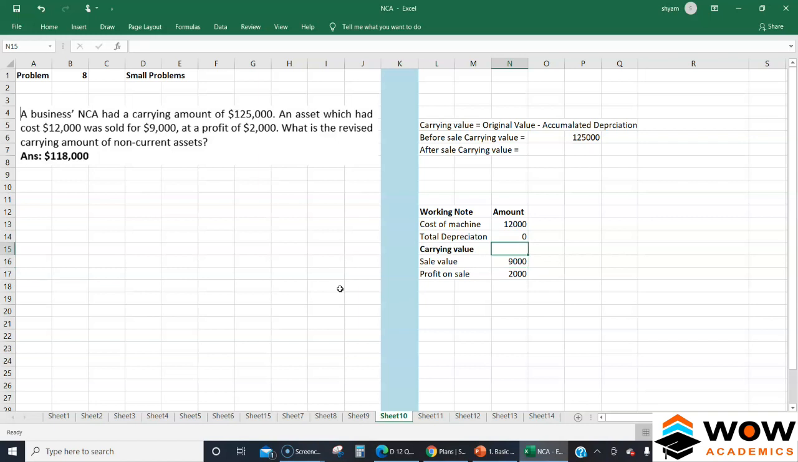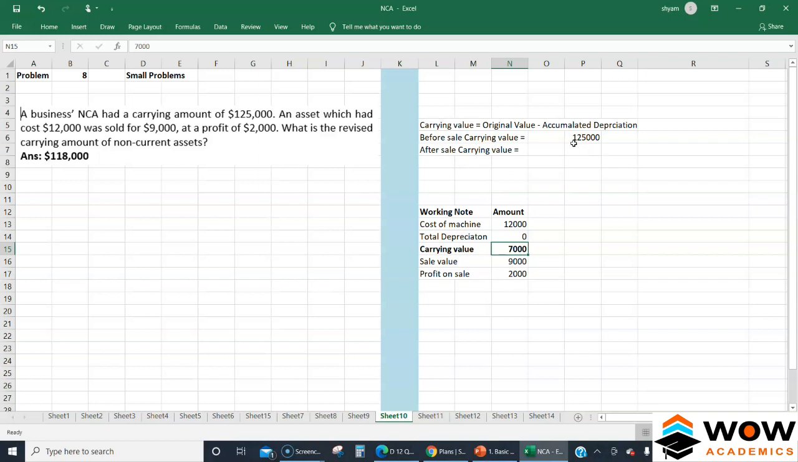Its worth should be 7,000. A 7,000 worth asset is sold for 9,000, so we have made a profit of 2,000. So the carrying value of that machine was 7,000.